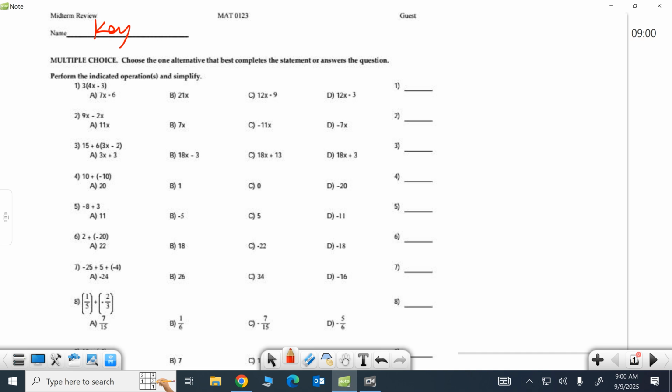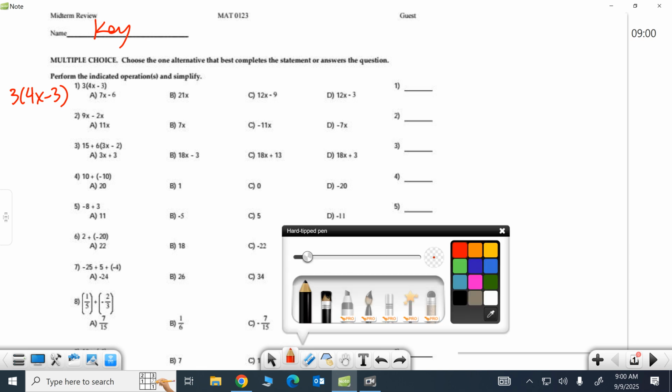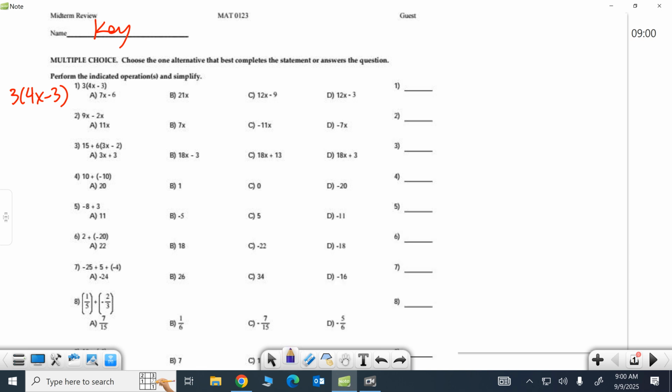So number 1 is 3 times 4x minus 3. The indicated operation, there's nothing to do inside here, so then we're going to take this 3 and distribute it. We're going to distribute the 3. Sometimes I like to circle that.